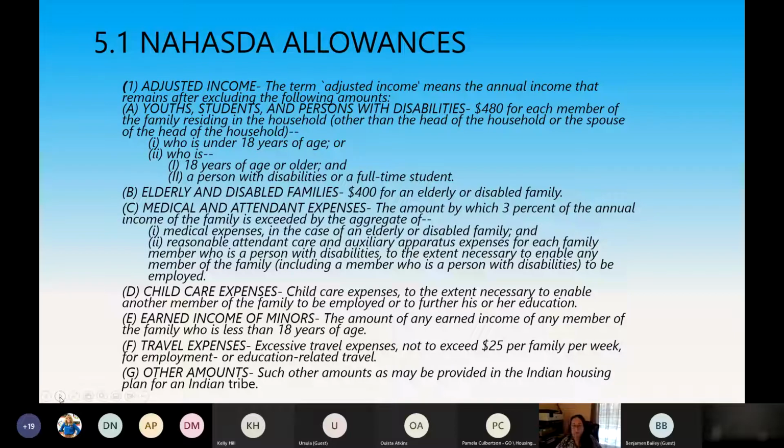Child care expenses to the extent necessary to enable another member of the family to be employed or further his or her education. Earned income of minors, the amount of any earned income of any member of the family who is less than 18 years of age. Travel expenses, excessive travel expenses not to exceed $25 per family per week for employment or education related travel. So $1,300 a year. Other amounts, such other amounts as may be provided in the Indian Housing Plan for the Indian tribe.